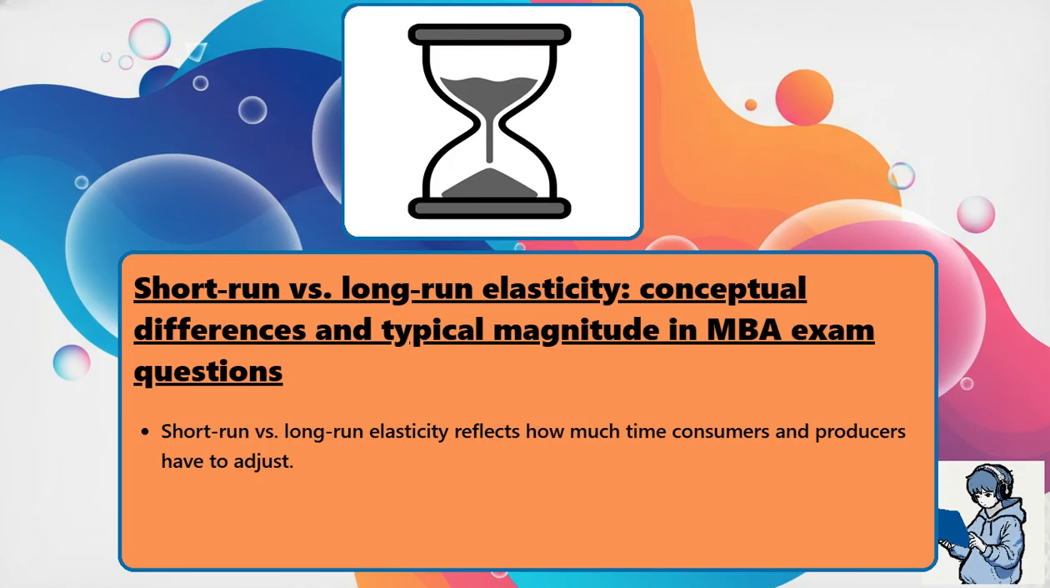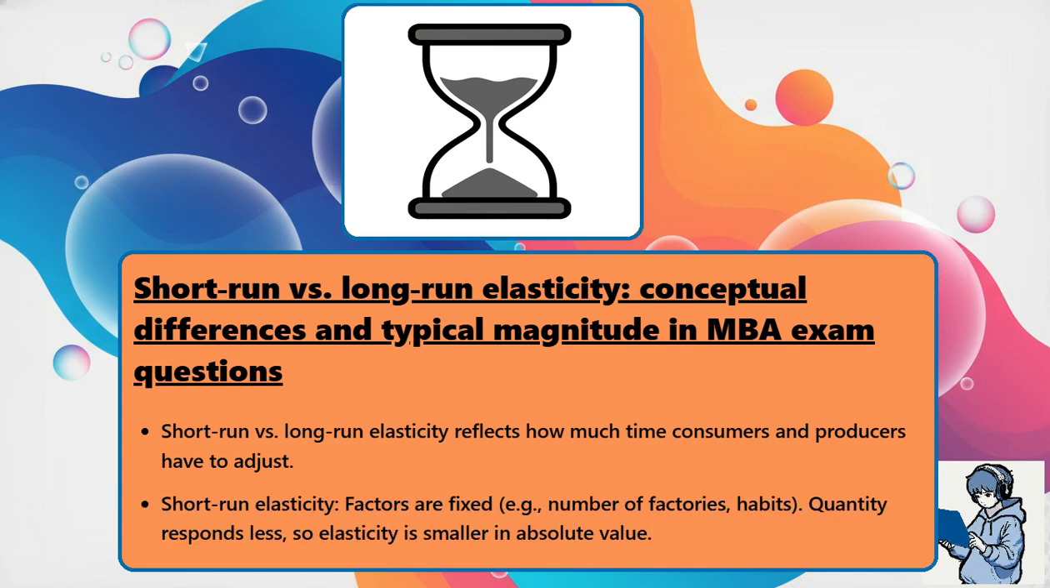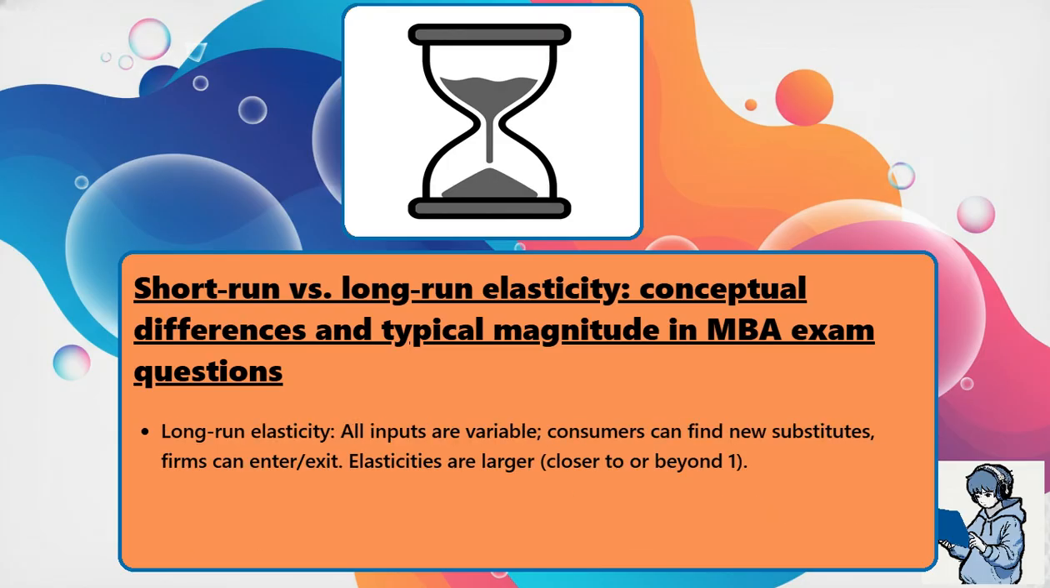Short-run versus long-run elasticity reflects how much time consumers and producers have to adjust. Short-run elasticity, factors are fixed, for example number of factories, habits. Quantity responds less, so elasticity is smaller in absolute value. Long-run elasticity, all inputs are variable. Consumers can find new substitutes, firms can enter or exit. Elasticities are larger, closer to or beyond 1.